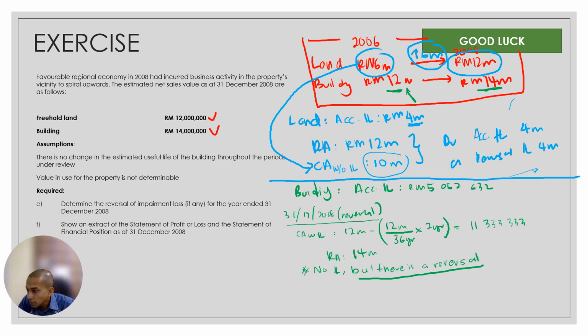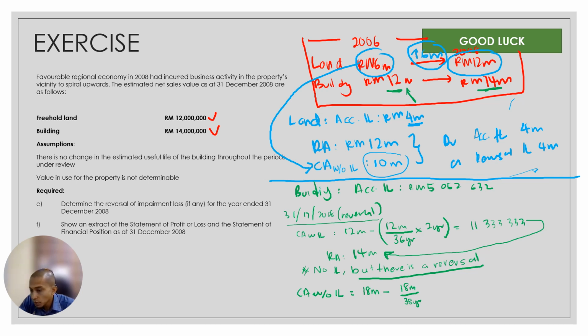Can we just simply reverse 11,333,333 to 14 million? Reverse is increase the amount. Can we just increase the amount by this figure? No, we need to calculate the CA without impairment loss first. What is CA without impairment loss? It is the CA if we don't have impairment loss. You can refer to the previous question, just now, where we have 18 million, right? 18 million less 18 million divided by 38 years.